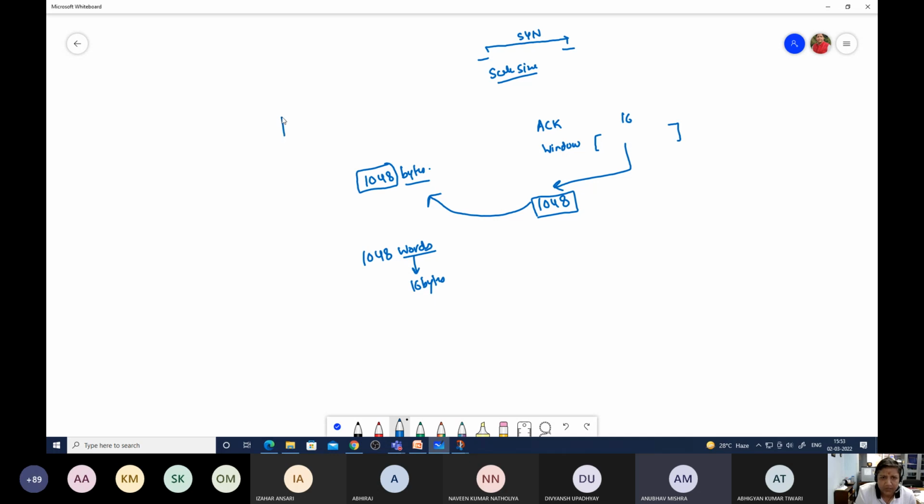Then your sequence number will be given to every 16 bytes. Got the point? Yes. Every byte is having one sequence number, okay? And then in this interpretation, every 16 bytes would be having one sequence number. Got the point? Yes, sir. In this way, you can increase the packing factor of the window.